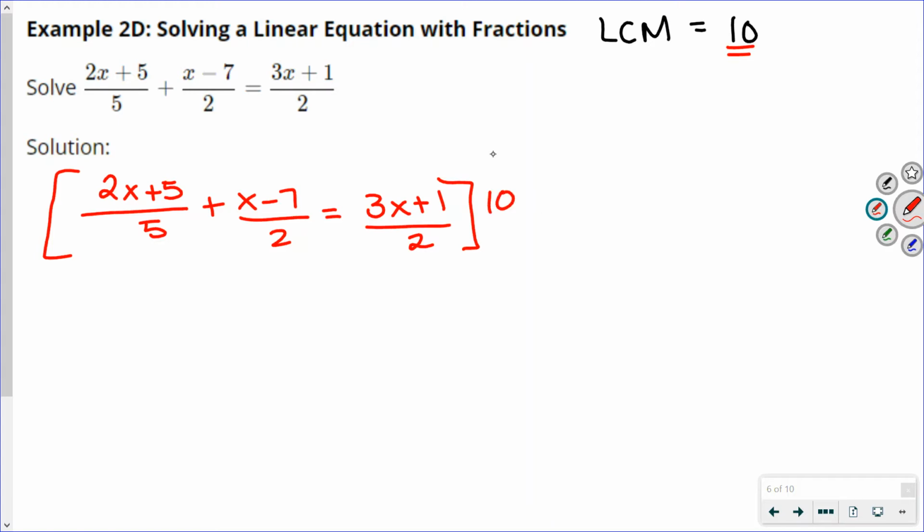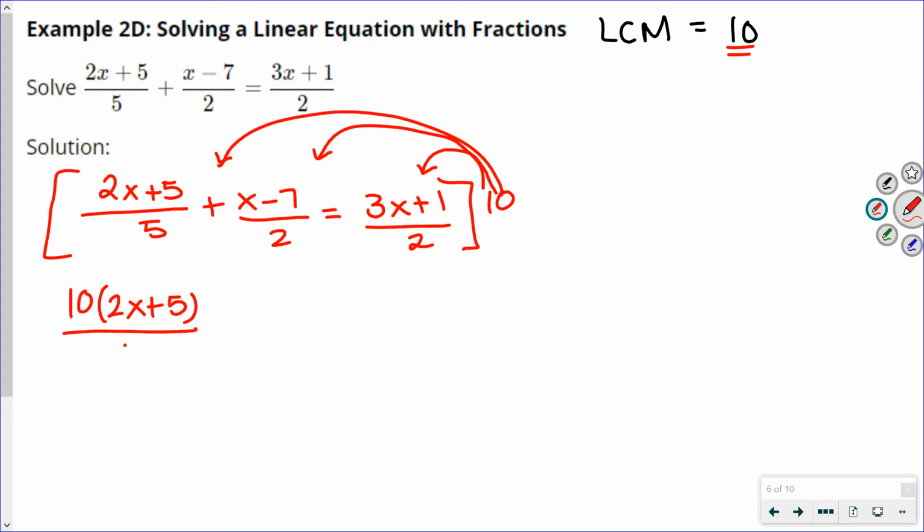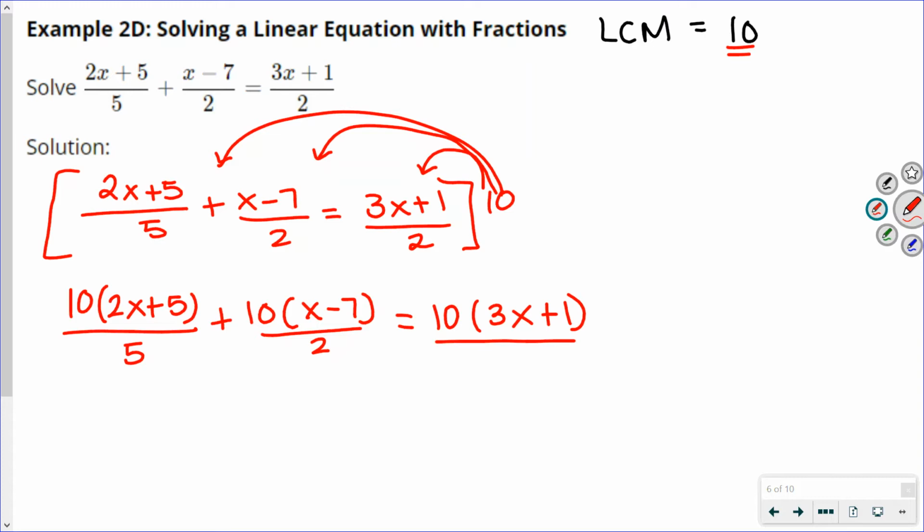Here's what you get. We distribute this 10 to each piece. So I'm left with 10 times (2x plus 5) over 5, plus 10 times (x minus 7) over 2, equals 10 times (3x plus 1) over 2.